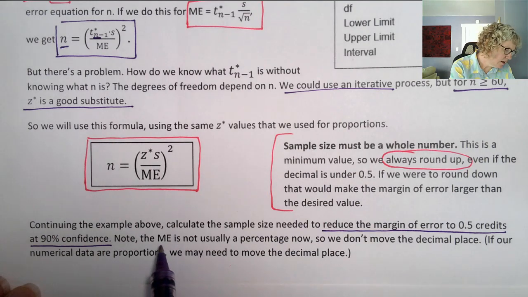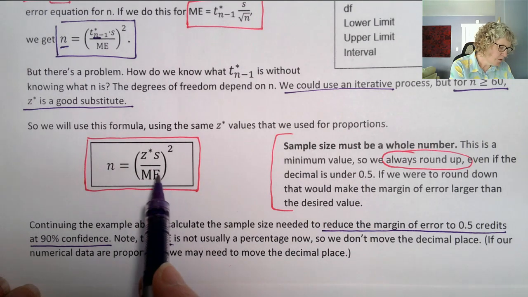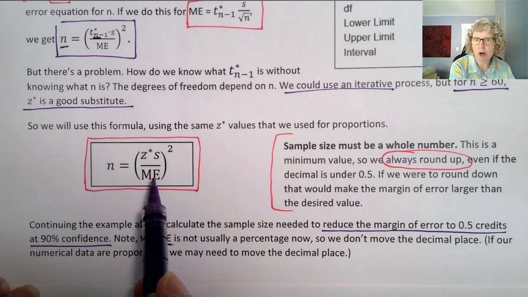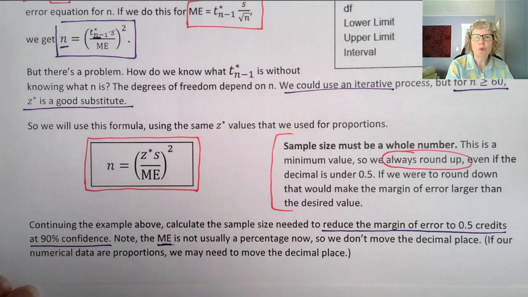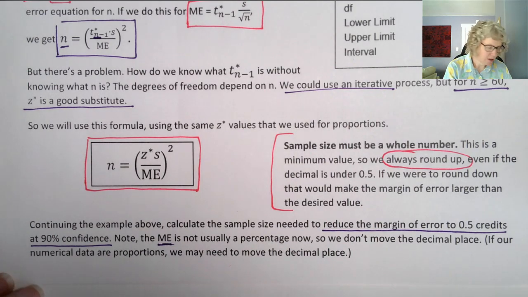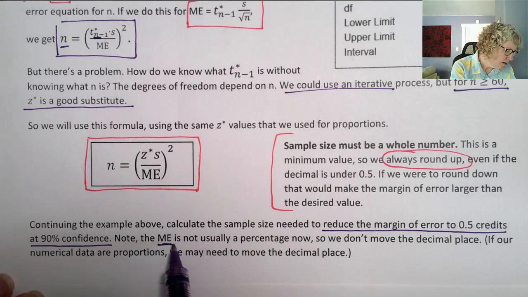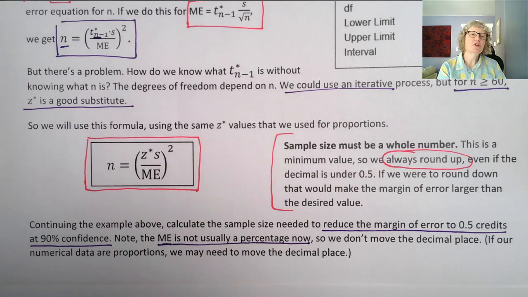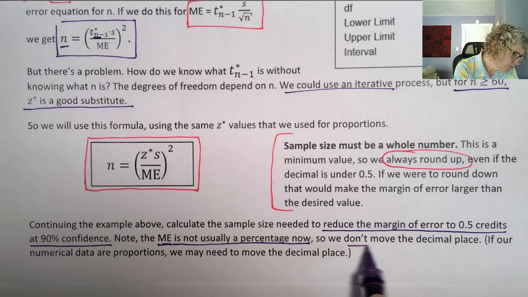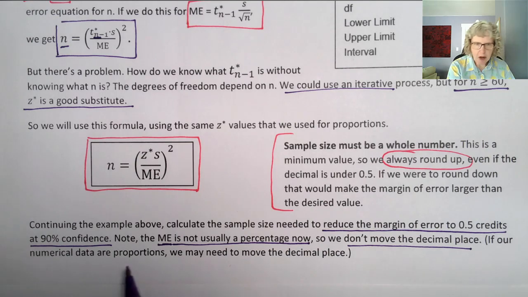Another thing to remember: before, we always had to enter the margin of error as a decimal. It would say plus or minus 4, but we'd have to put 0.04. We don't want to do that now because we're not in percentage. I guess there's a slim chance it could be a percentage, so you have to look at the context. It's usually not a percentage, so we won't move the decimal place. If the numerical data are proportions, we might need to move the decimal place. You can have a numerical data set that is all in percentage or proportion.